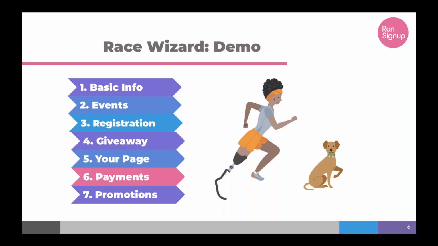The fourth step is your giveaway. Maybe that's a t-shirt or a coffee cup, but that's where we'll talk through how you do that. Your fifth step is going to be where you start creating that page. Your sixth step is the payments.